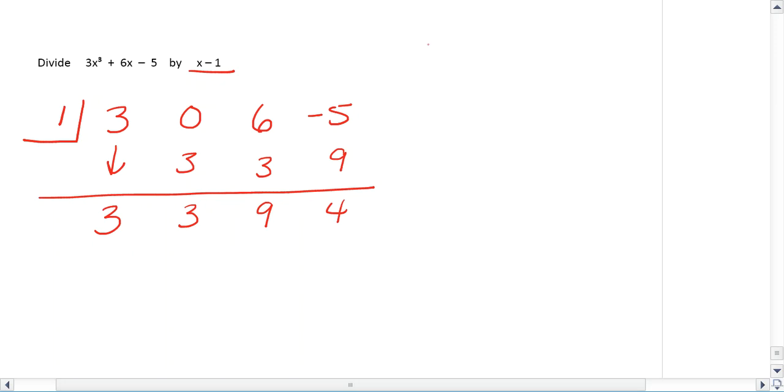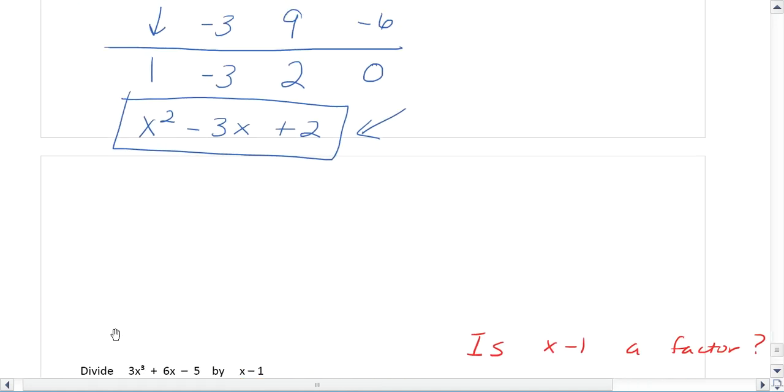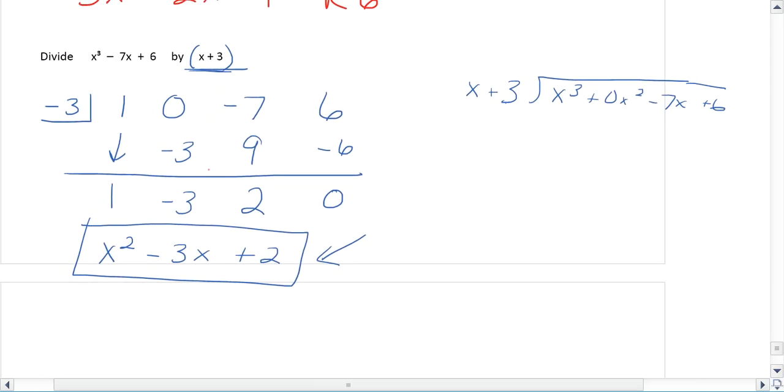Now we could have been asked the question, is x minus 1 a factor of this polynomial? And so if we do this synthetic and you have any remainder here, we would have to say no. In our previous example, let me just scroll up here, when we got that the remainder here was 0, so here we would say yes, x plus 3 is a factor of this polynomial. I believe you're asked to do that in your assignment.